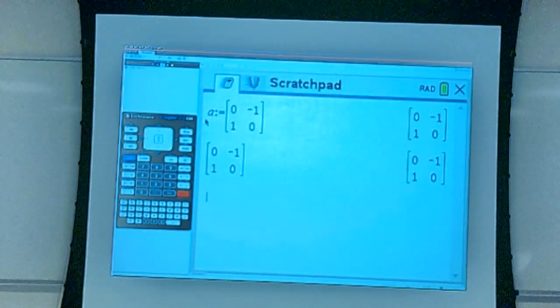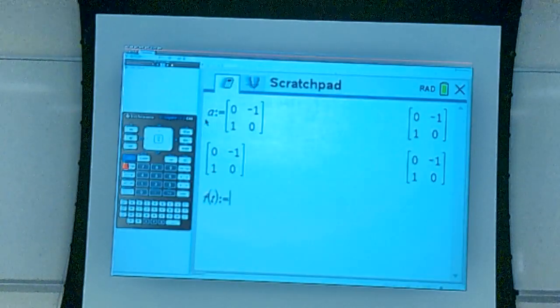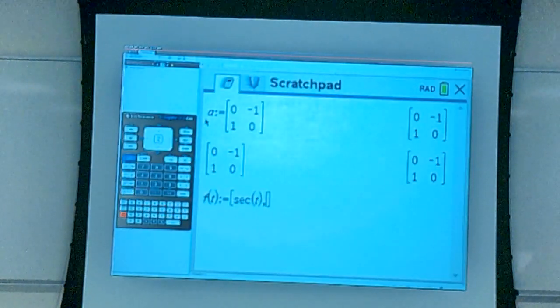We have our A. I'm also going to define my f of t. The calculator does not differentiate between capital and lowercase. So capital F, it will still read as lowercase f. Which is why I'm not using capitals. Let's define that. Secant t, semicolon, 0.